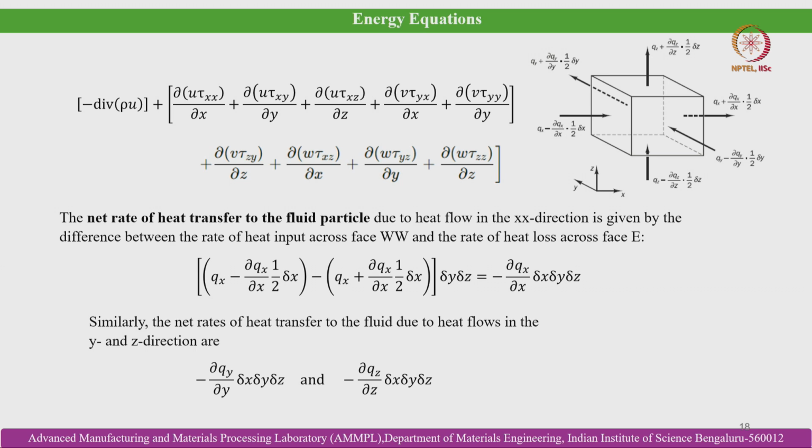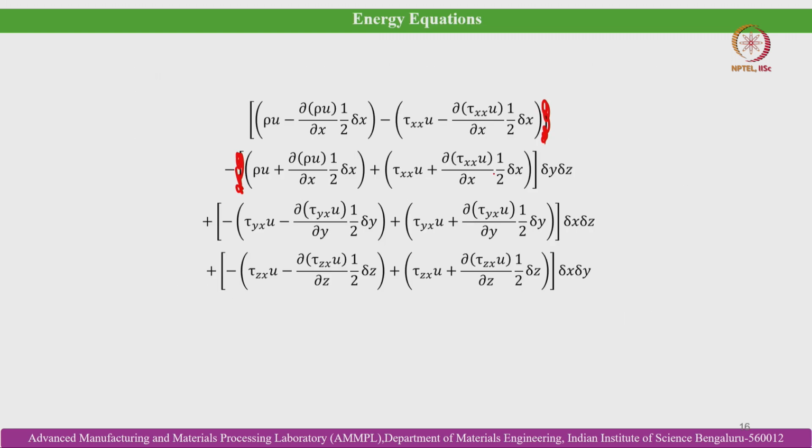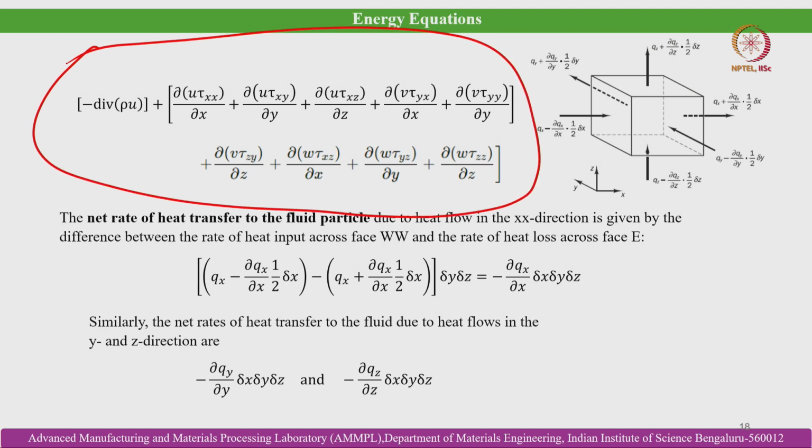So this is the net rate of work done on the fluid particle. That component is this total term. Okay. And now we have to calculate the net rate of heat transfer to the fluid particle due to the heat flow in the x direction.